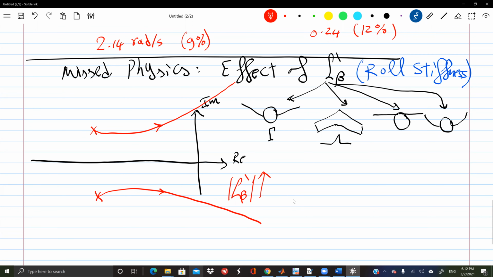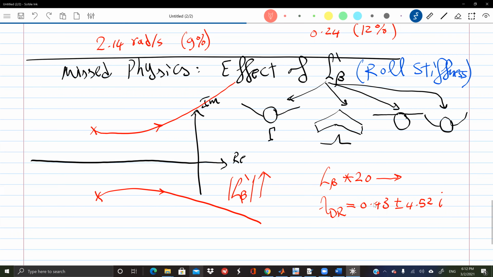In particular for this airplane, if we multiplied L beta by 20, I know this is a very large number, but if we multiplied L beta by 20, here are the eigenvalues. The lambda Dutch roll becomes 0.43, a positive real value, plus or minus 4.52i. So look at this, it's fast, right? Because these are large numbers. In particular, this is the real part, so it's like half. So 4 divided by half is like 8 seconds. So this is the lambda Dutch roll if L beta is increased by 20 times.